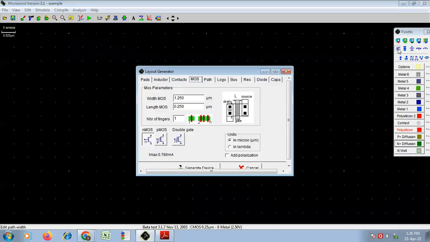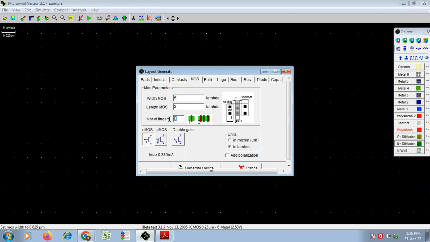Now first, in lambda we will choose this. Minimum width is 4 lambda. You can place 4 or greater than 4, anything you want. Here it is already given as 10, so you can keep this as 5 also, or even 6. I will keep it as 5.